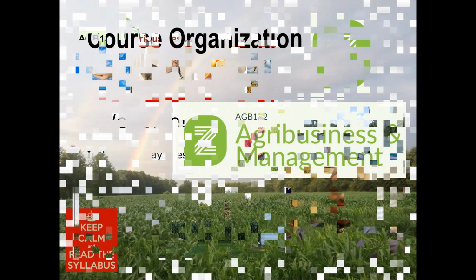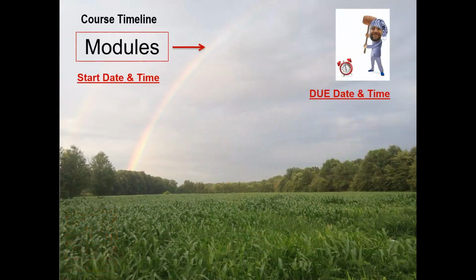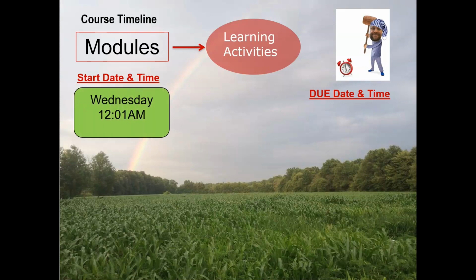And this is just a quick overview of the course organization in agribusiness and management. This is part of the Z degree. Real quickly about the course timeline, it's broken up by modules, or weeks, and in each module we have the learning activity.